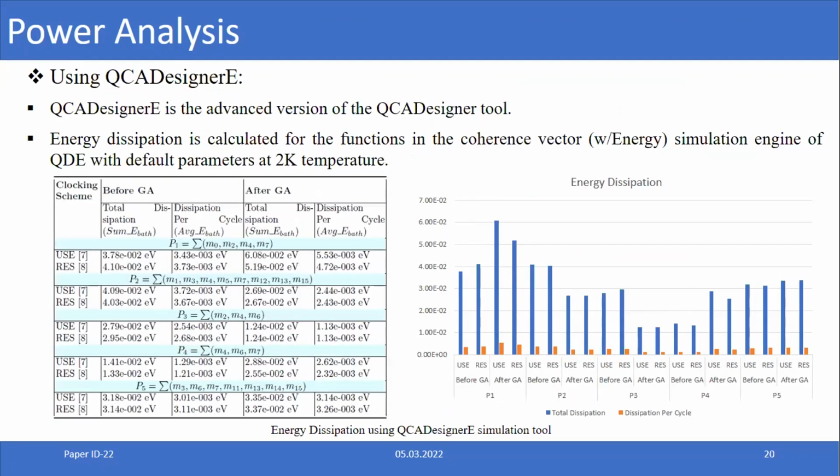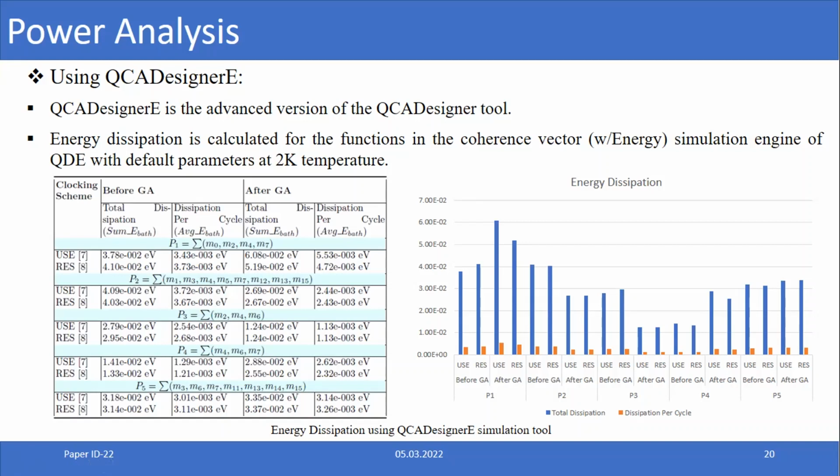Next, for power analysis, I have also used another tool, QCADesigner-E. This is the higher version of the QCADesigner tool. In the same way, I have calculated the power distribution using the default parameters. Here, I have again represented the bar graph for this power dissipation. Again, from this graph, we can also say that for T2 and T3, the power dissipation is very much less after applying the genetic algorithm. So combining this slide and the previous one, I can say that for T1, the power dissipation is high after applying the genetic algorithm because here I have used regular clocking schemes, USE and RES, to realize the circuit. As a result, it increases the circuit area. So that's why the power dissipation is high after applying the genetic algorithm. But the total gate count is the same before and after applying the genetic algorithm.